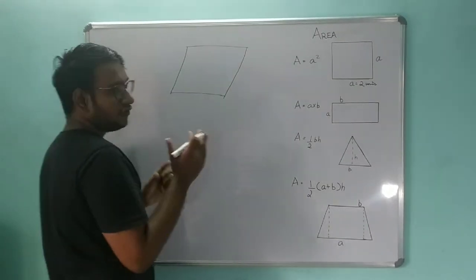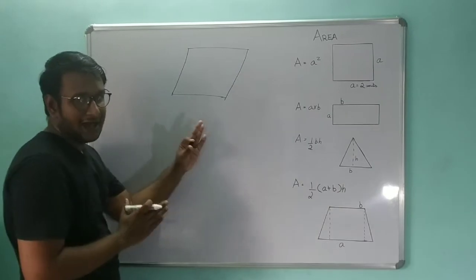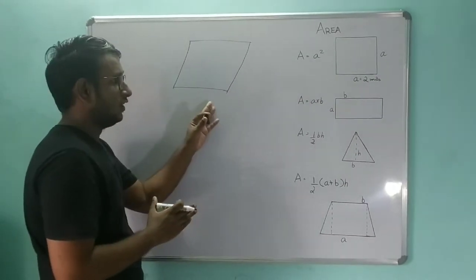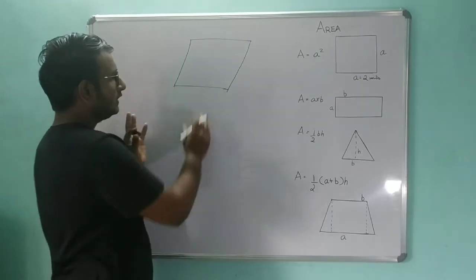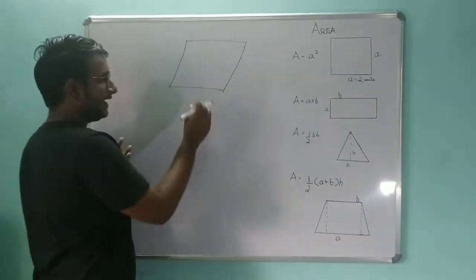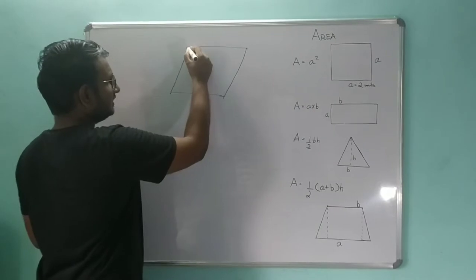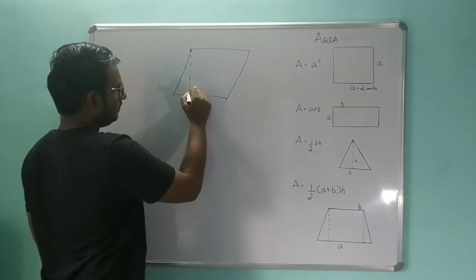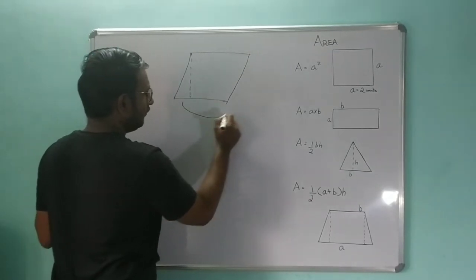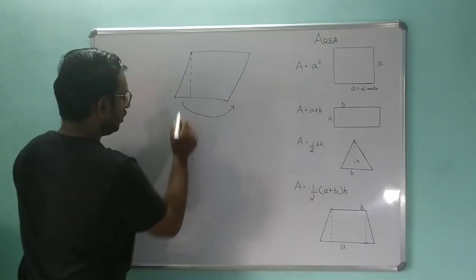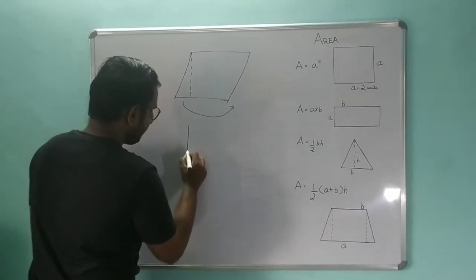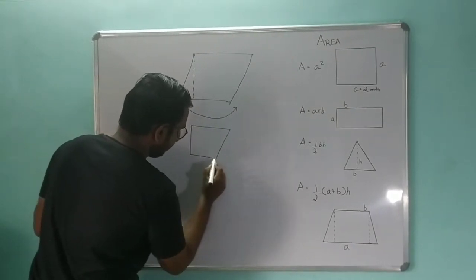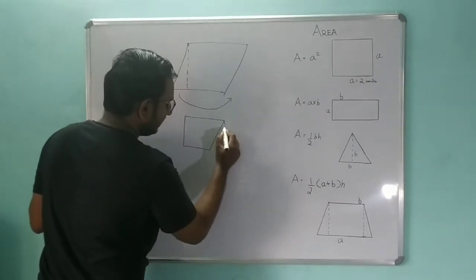If you want to find the area formula for the parallelogram, you have to simply make this parallelogram into a rectangle. How I am doing that is just cutting this parallelogram like this and joining it over here. If I join this over here, I get a shape like this.